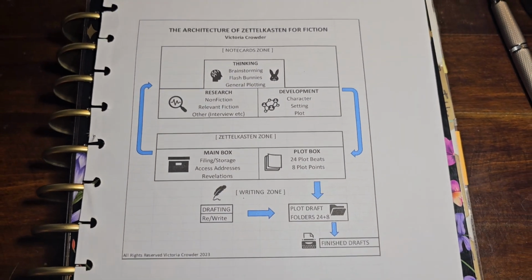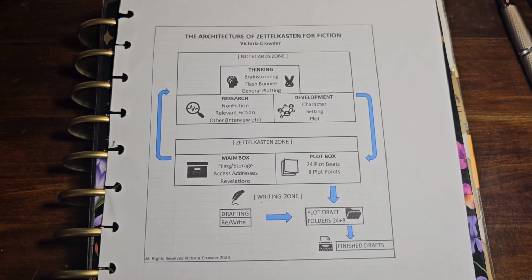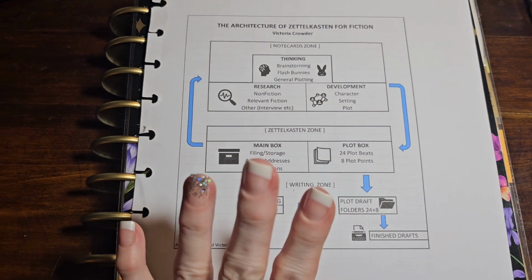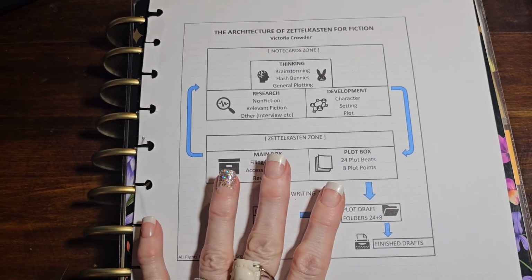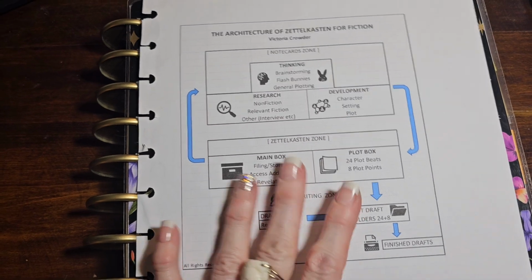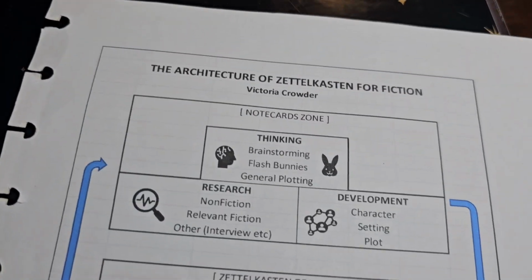This document shows you the architecture of my Zettelkasten and how I use it for fiction writing. This will be included in the book, so if you pick up my book, which I would love it if you would when it's finished, you will get your own copy that you can use and customize for your process. So let's take a closer look.